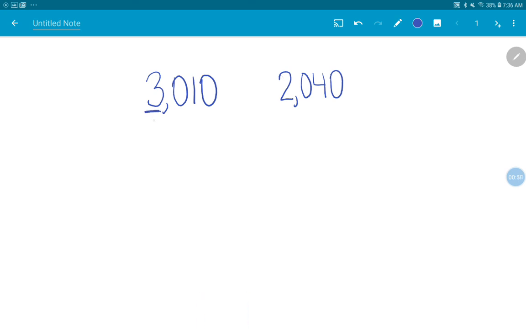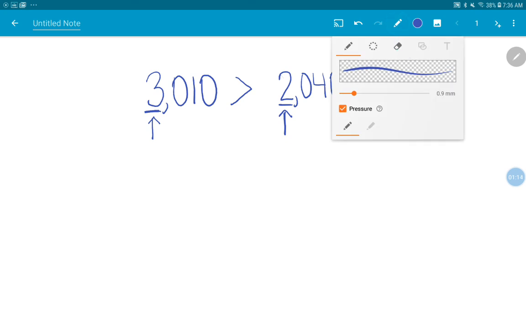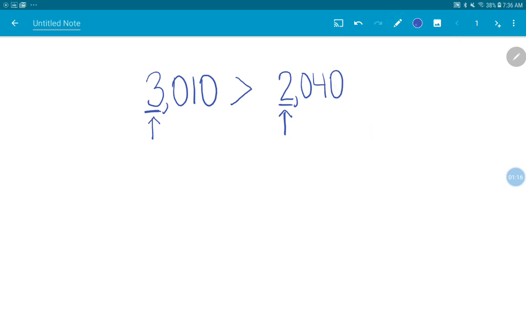I have 3 thousands in this number, and I have 2 thousands in my other number. So 3 thousands is more or greater. I would now read this: 3,010 is greater than 2,040. I want you to take just a minute. We're going to think about something.